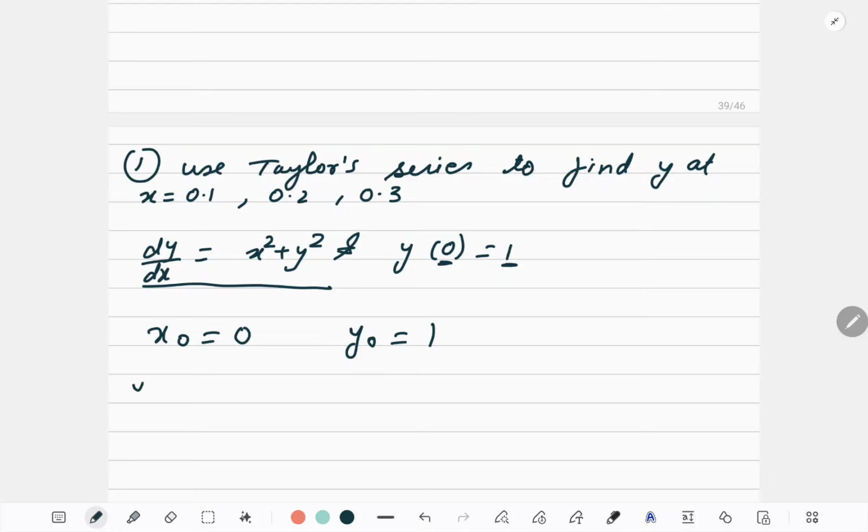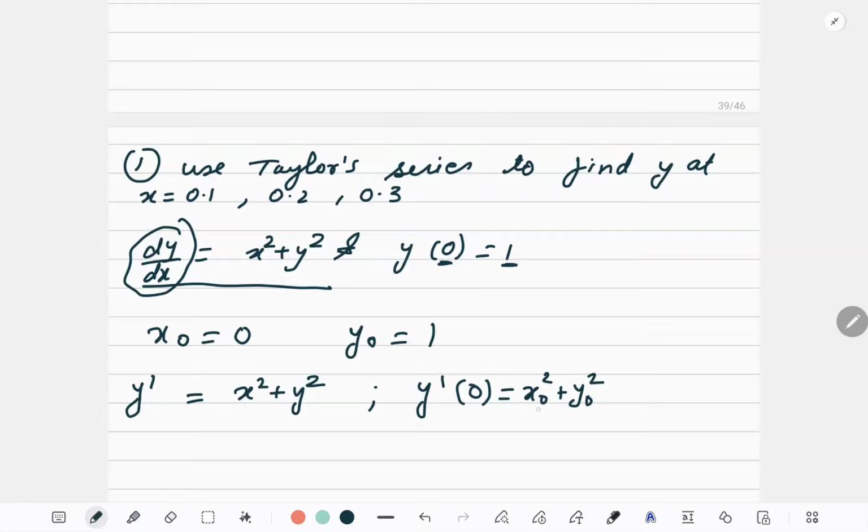Now the first derivative I can write as y dash. What is this y dash? The first derivative is given here: x square plus y square. I need this value at 0, so this is basically x0 square plus y0 square. Now what is x0? 0. So 0 square plus 1 square, that is 1. So this is the value I needed.